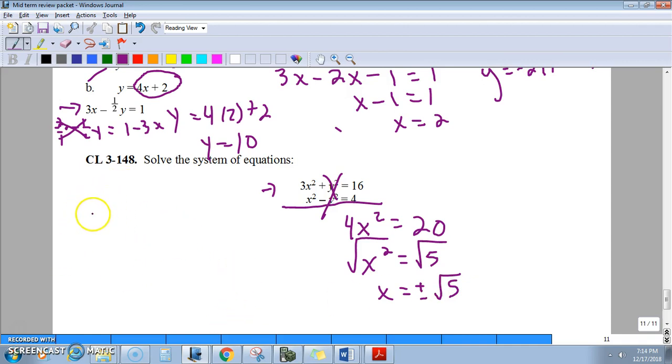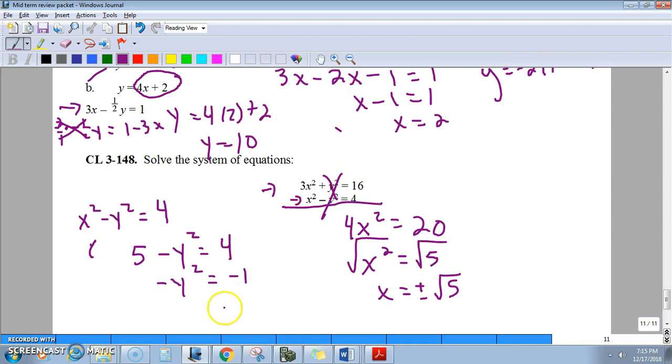And I can put that back into just one of them, right? If I put it into just one of them, it should work. So x squared minus y squared equals 4. And I make x positive and negative square root 5. And it doesn't matter if it's positive or negative because I'm squaring it. So whatever I'm squaring, positive root 5 or negative root 5, I just get 5 minus y squared equals 4. Negative y squared equals, if I subtract 5 from both sides, negative 1. So y squared equals positive 1, and y is the square root of 1, so y is equal to positive and a negative. You don't need to put the square root of 1, we'll just put positive and negative 1.